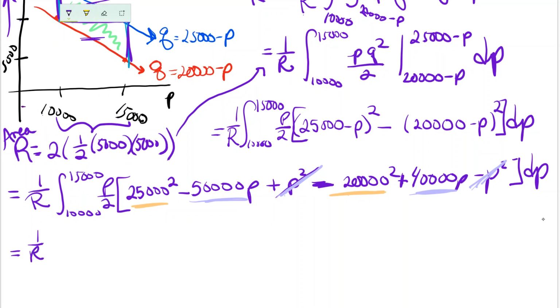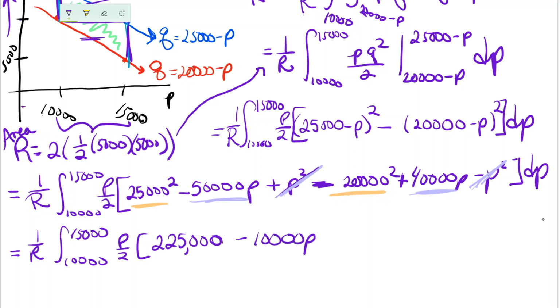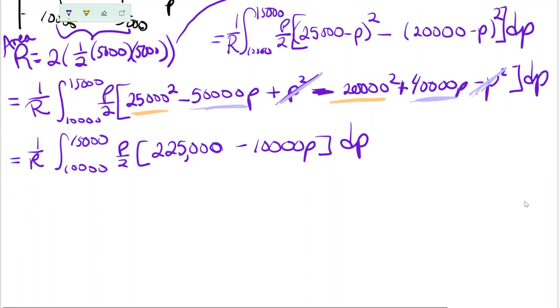1 over R. 10,000. 15,000. P over 2. And when the smoke clears, you will have 25,000 squared minus 20,000 squared, which is 225,000, minus 10,000 P's. To P. You get negative 10,000, because negative 50,000 plus 40,000 is negative 10,000.